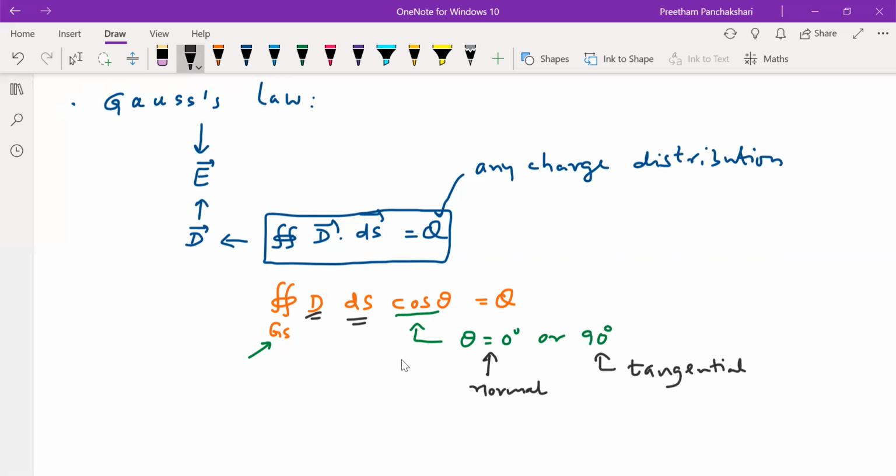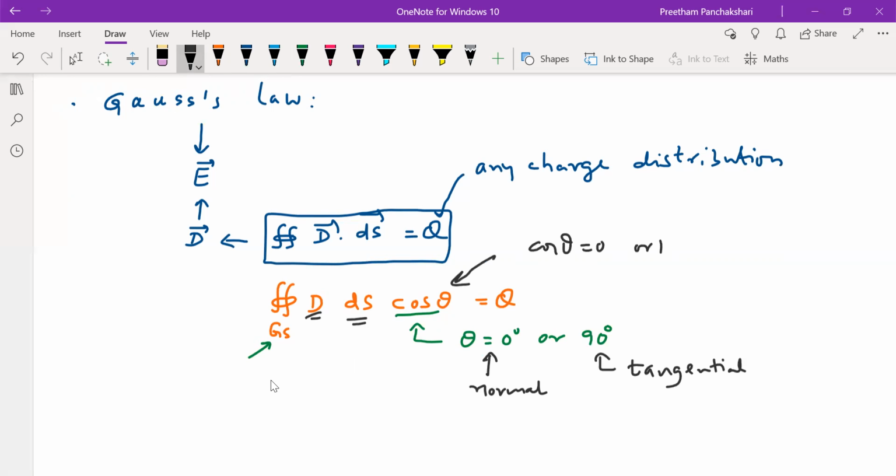If the closed surface is perpendicular to D, then theta is 0 degree. Otherwise, if it is tangential, it is 90 degree. So it becomes a condition to draw the Gaussian surface. It should be either normal or tangential. Otherwise, the complexity of this mathematics cannot be reduced. So after choosing theta properly, cos theta becomes either 0 or 1.